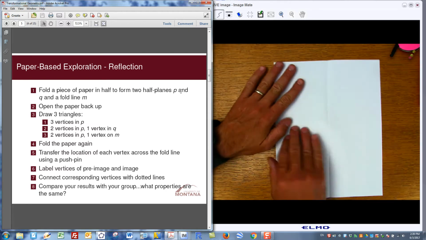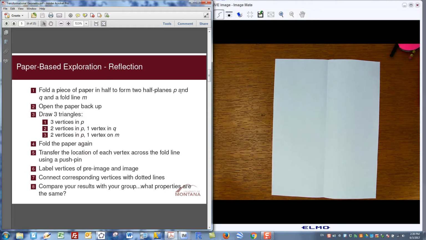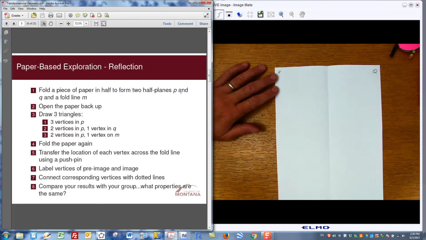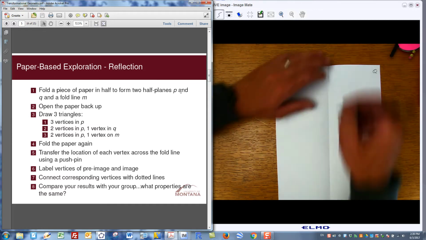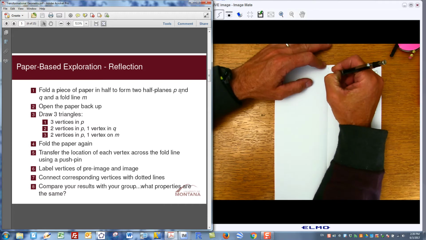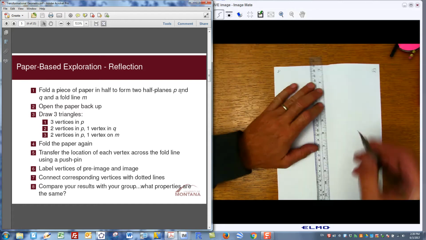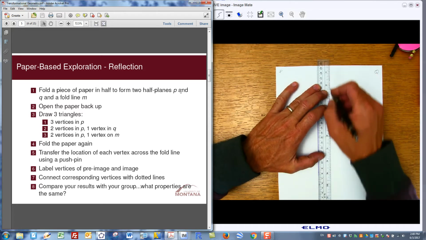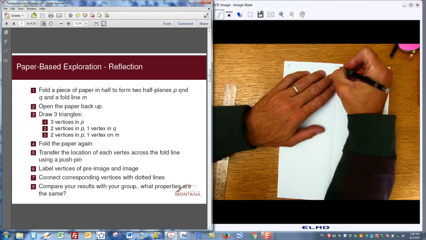So there we go. We have two half planes, P and a Q. And so I guess I'll kind of label those up. Here's P, here's Q. And then, of course, the line itself is the fold line. We're going to call that line M. I mean, it might be worth, you can see that pretty well on the screen, but let me go ahead and draw a light line in over the fold line so that we can really see it well. Okay, so there it is. That's the fold line M.